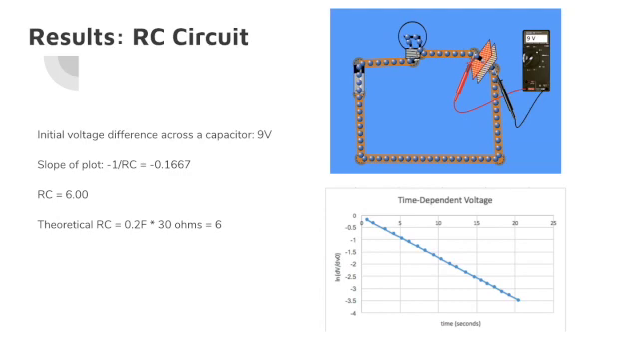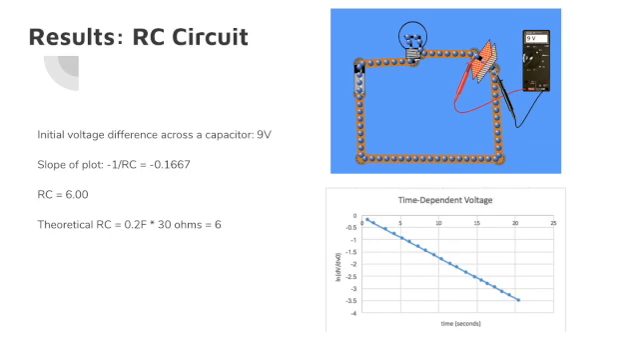I then removed the 9-volt battery, reconnected the circuit, and measured the voltage difference at approximately 20 different times. Using the initial voltage across the capacitor as 9 volts, I was able to plot the time-dependent voltage plot, which you see. The slope of this plot was -1 over RC, which I solved for RC to be 6, which matches the theoretical value calculated as well.